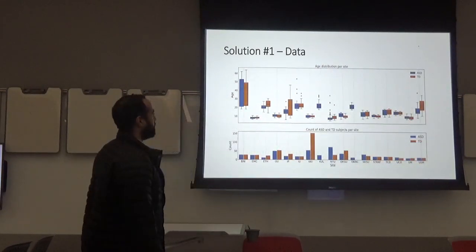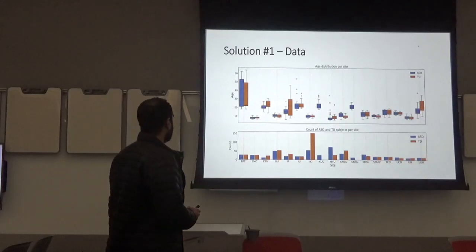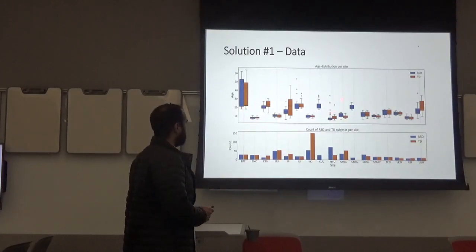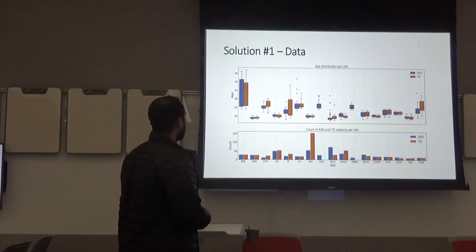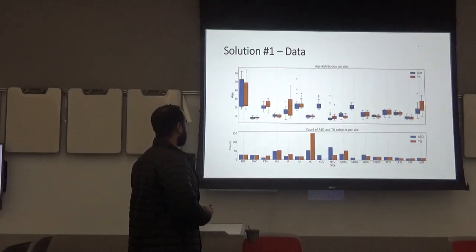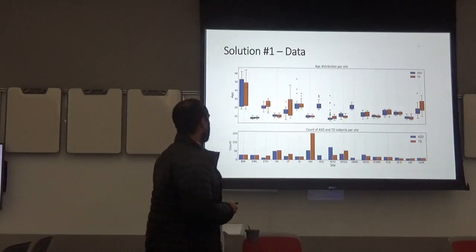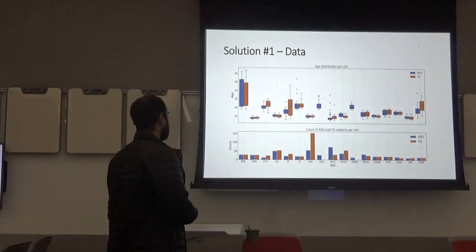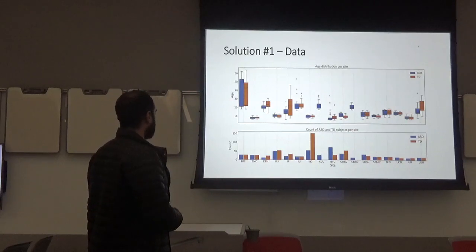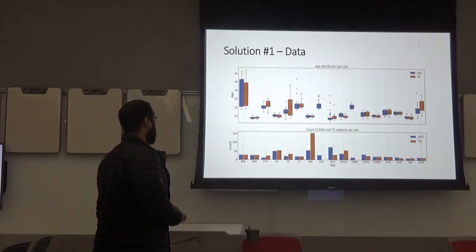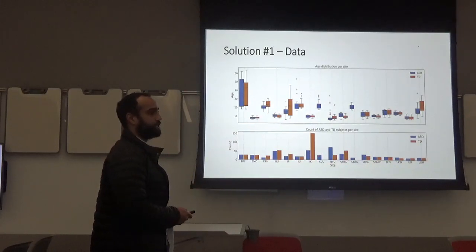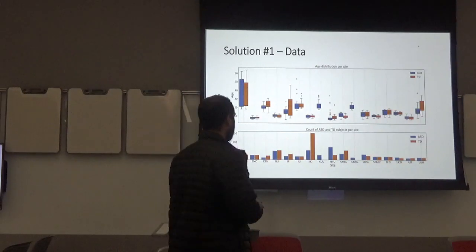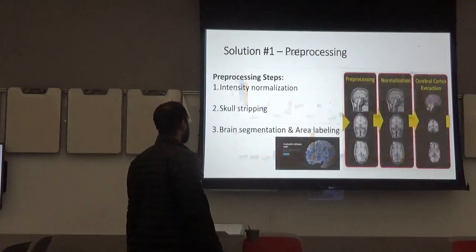And then this is just a basic exploratory data analysis where we demonstrate the distribution of the age over each site. You can see that for each site, the data is somehow balanced, they are all within the same range, but over the whole data set it's not. So this was something for us to consider. And then the counts of each data set. And then we had this data set where we have only ASD subjects because the TD subjects were all excluded in the quality assurance.